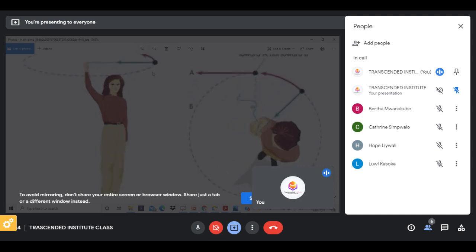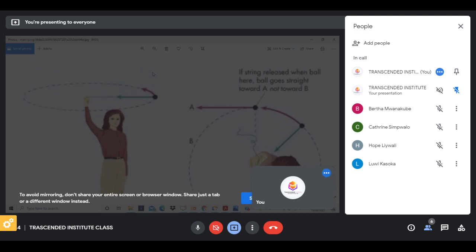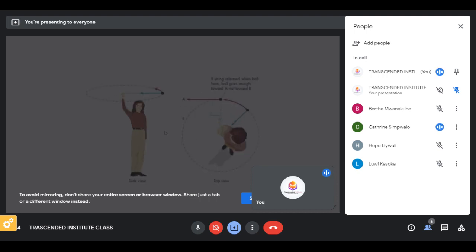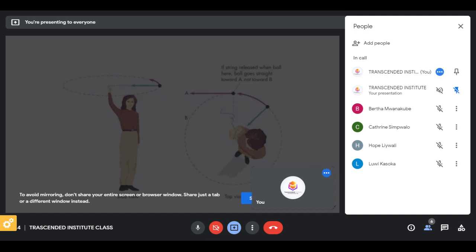So let's say you have a string, okay? You've tied a ball to a string. Then you begin rotating it on top of your head. So there is a force that is acting along this string, a force along that string that is making sure that the ball continues moving in that circular path.